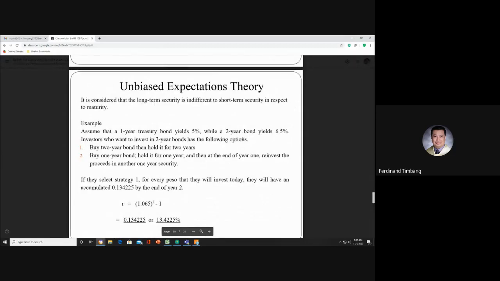Ito ba na-discuss natin dati? Yung mga unbiased expectations theory nun? No, sir. Ayan, yan ang wala. Kasi ito kay Saunders na to. Hindi ba tayo nakaabot kay Saunders sa ganito? Hindi po, sir. I don't remember, sir.